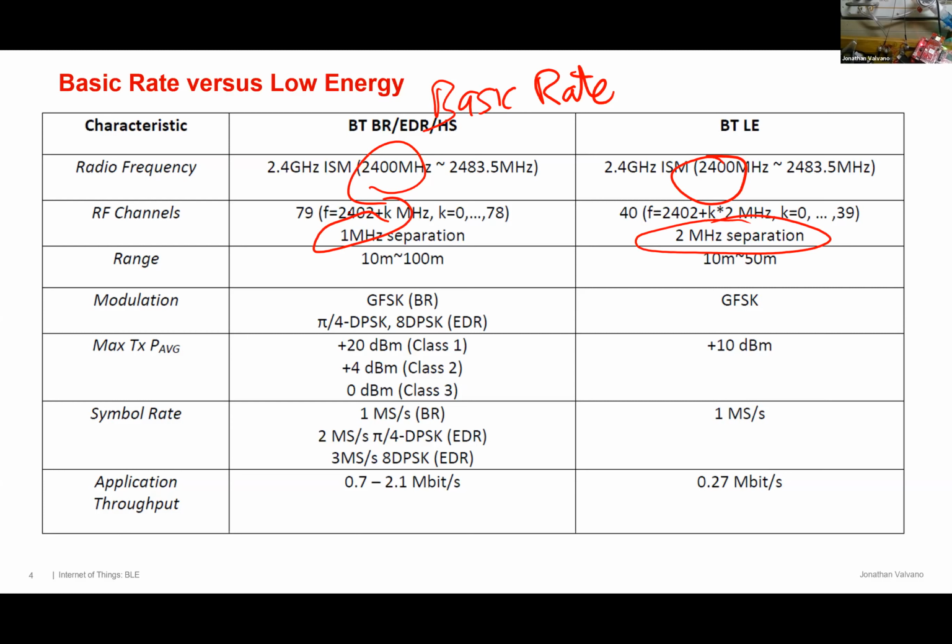It is that Gaussian frequency shift keying with a symbol rate of 1,000,000 symbols per second. Okay, and if you want more symbols per second, you're going to use a different encoding here to get a higher rate.